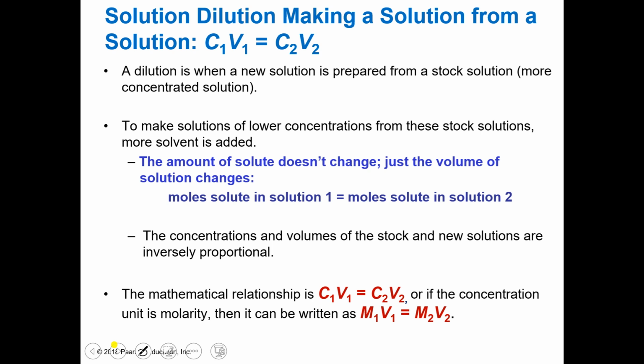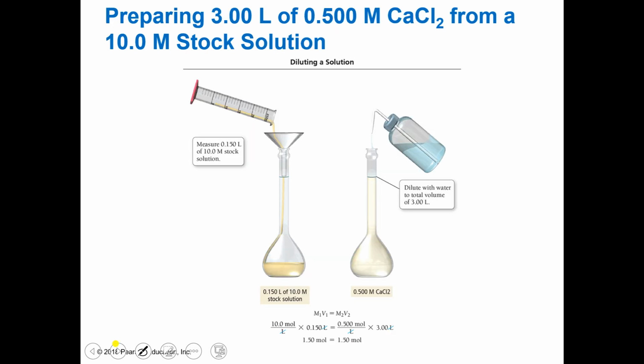The mathematical relationship we use is C1V1 equals C2V2, where C is concentration, and we know molarity is concentration. So we can simply say M1V1 equals M2V2. Now, when we do this, we are simply saying, well, what if I have a 10 molar stock solution of calcium chloride, and I want to make a 0.5 molar concentration 3-liter solution? How do I do this?